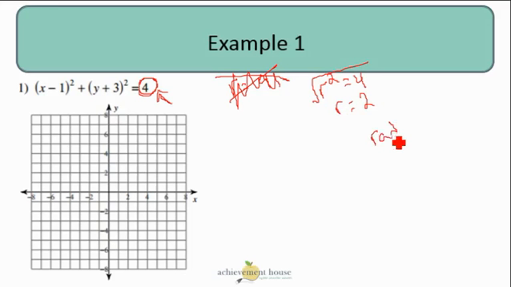So we got that much, right? Now I need to find the center. Remember, it's in the form x minus h and y minus k. That means if you see a positive, that's really a negative 3. So I'm going to go down 3, and I'm going to go to the right one. Remember, this is a positive h. So to the right one, there's my center. My center is at 1, negative 3. My radius is 2.